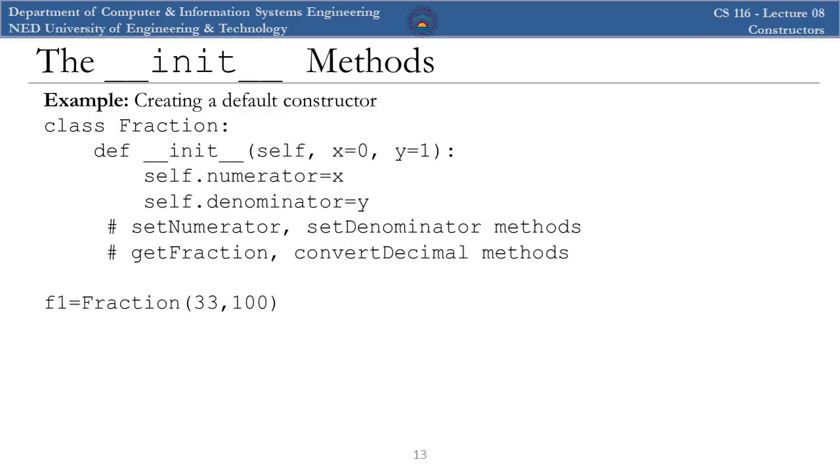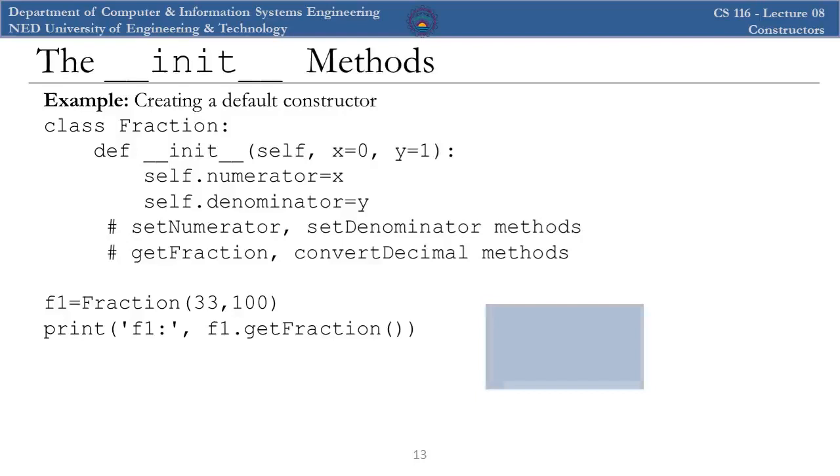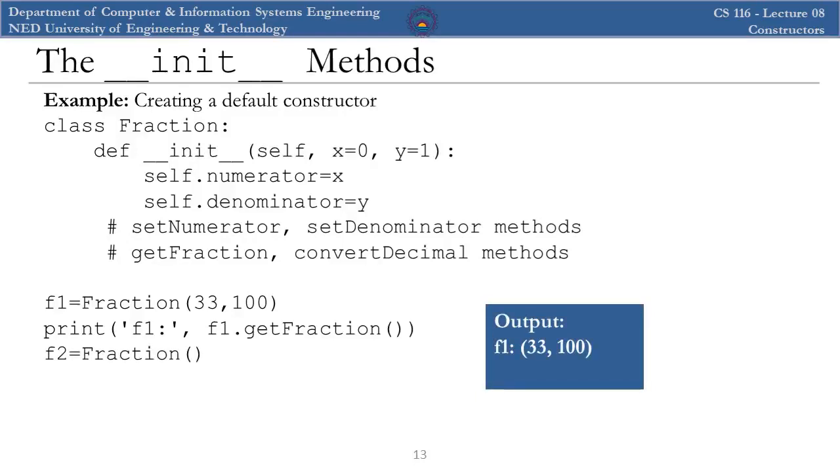This is what we had been doing previously. F1 will be initiated to 33 and 100. That means numerator will be 33 and 100 will be the denominator. Let's print this to check. Correct, right? Now if I instantiate this another object f2 without passing any parameters, what will happen?